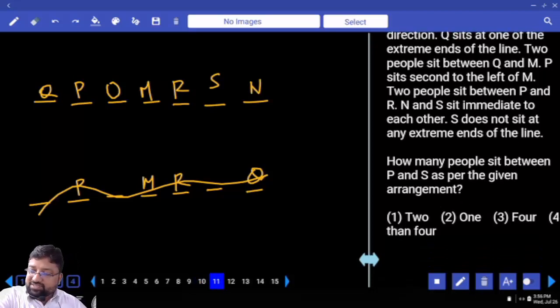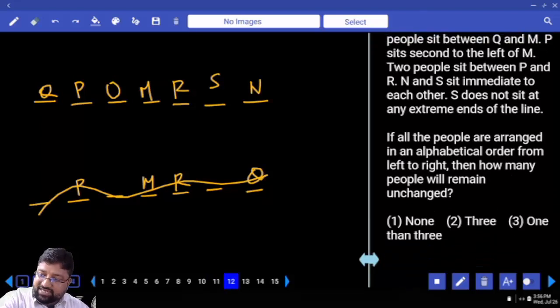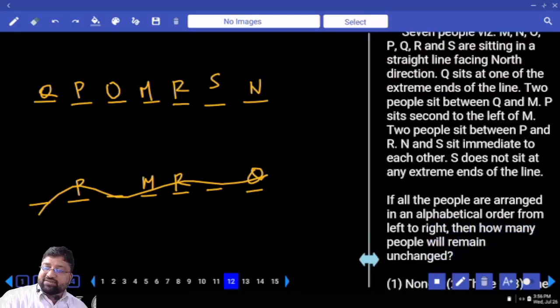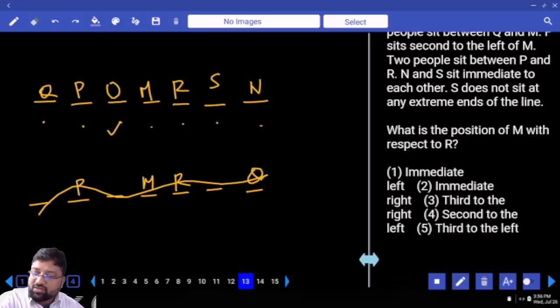How many persons sit between P and S as per the given arrangement? 3. If all the people are arranged in alphabetical order from left to right, then how many people will remain unchanged? Left to right in alphabetical order: M, N, O, P, Q, R, S. Only one person, and it is O. What is the position of M with respect to R? Immediate left.